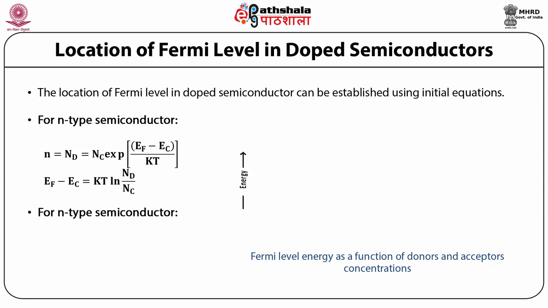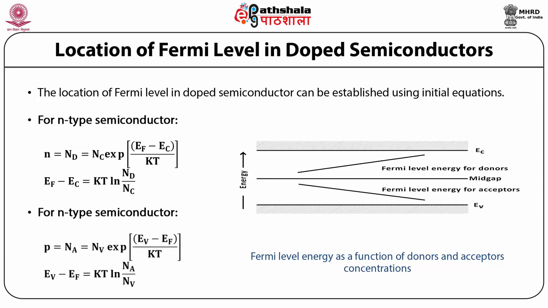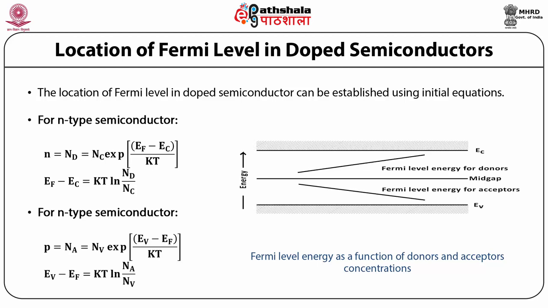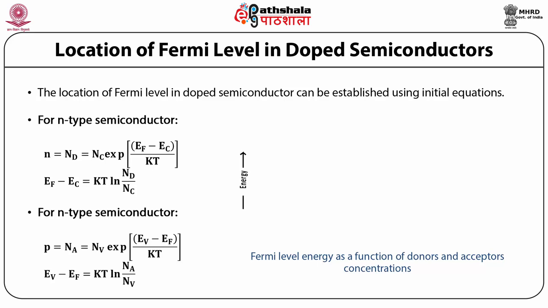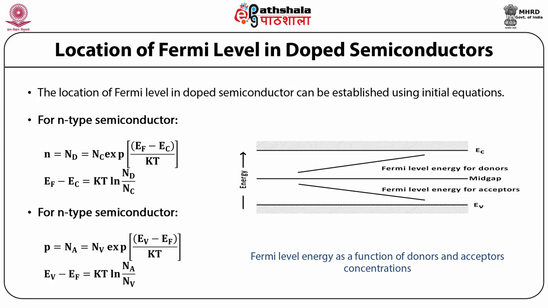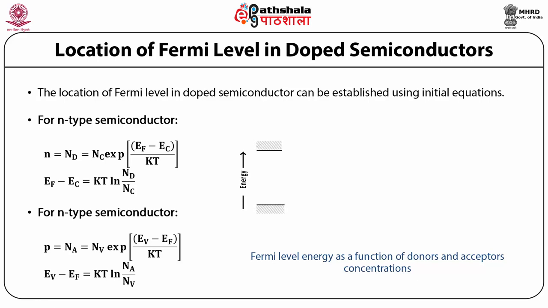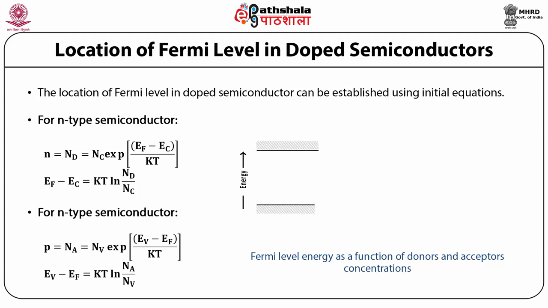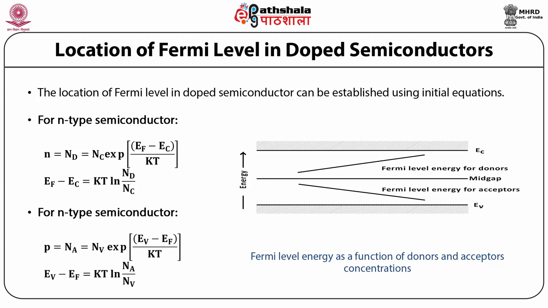And for p-type semiconductors, p is equal to Na, and it is equal to Nv exponential (Ev minus Ef) by kT. So, Ev minus Ef will be equal to kT ln(Na by Nv). So, it is clear from the Fermi level energy as a function of donor and acceptor concentrations that the Fermi level energy for donors shifts upwards from the mid gap, and the Fermi level energy for acceptors shifts downwards as compared to the mid gap.